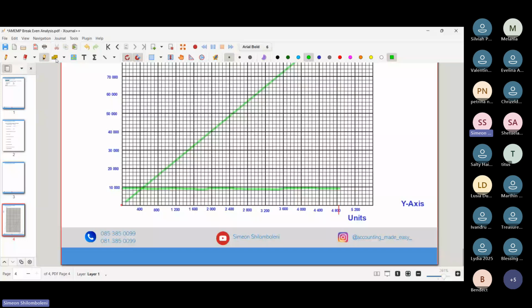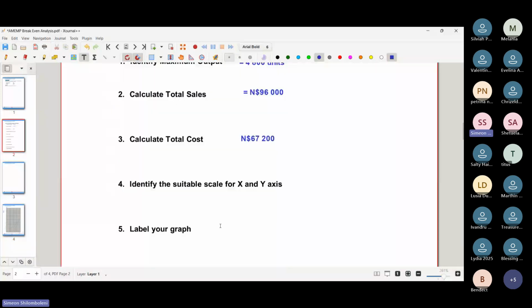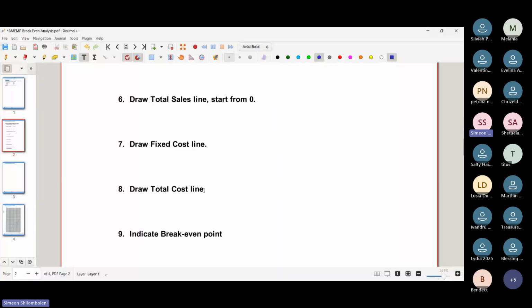So this is your fixed cost. What is the next thing that you must do? Draw the total cost line. Total cost must start from fixed cost. Maybe I should have indicated it here. It must start from fixed cost. So we come to our fixed cost.